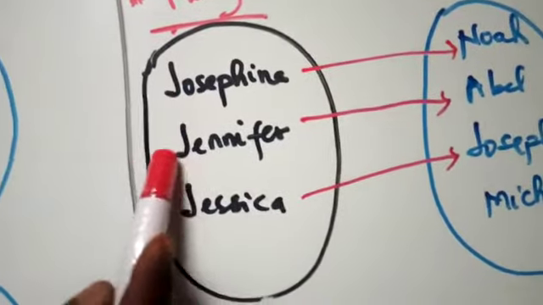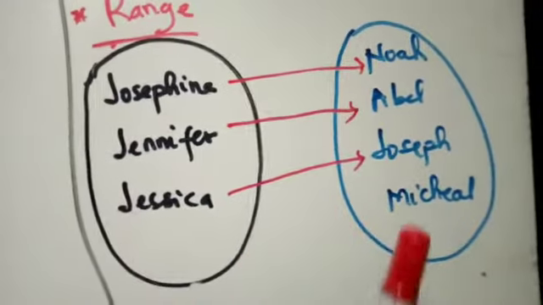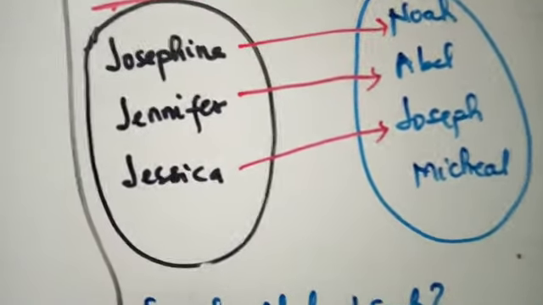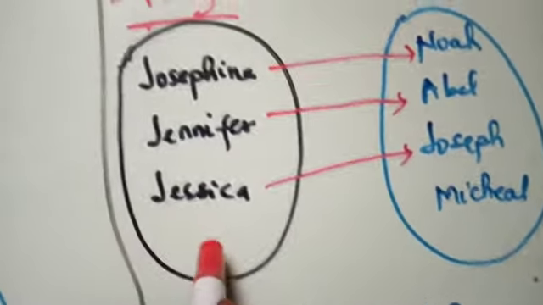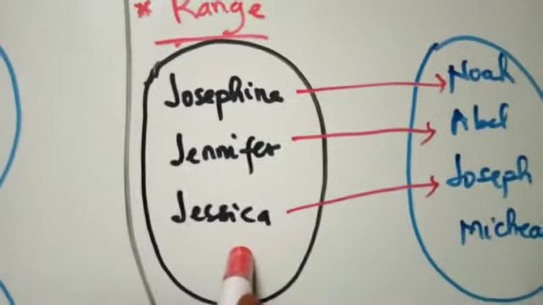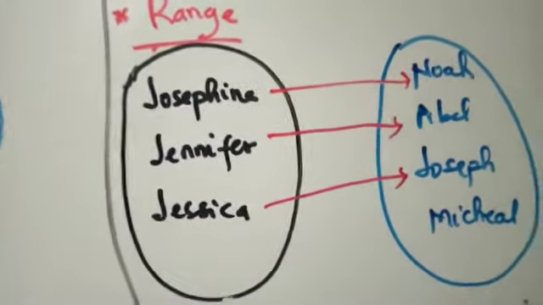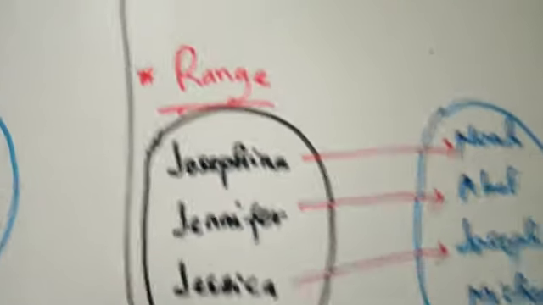So the domain are three girls: Josephine, Jennifer, and Jessica. And the codomain are Noah, Abel, Joseph, and Michael. So that is the difference between the domain and the codomain. The domain is where you are moving from, and the codomain is where you are going. Now let's define the range.